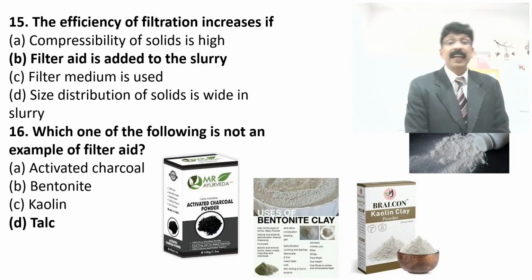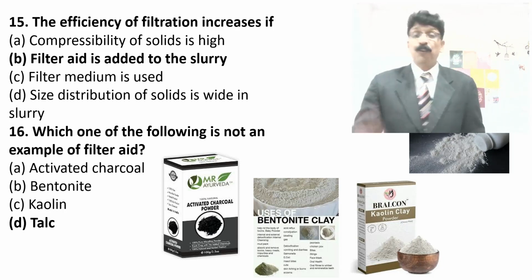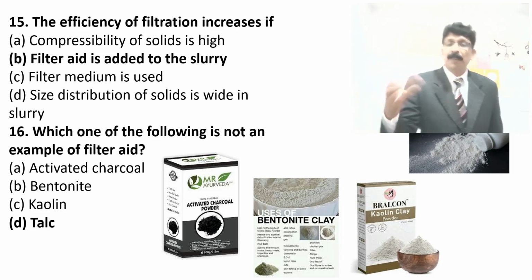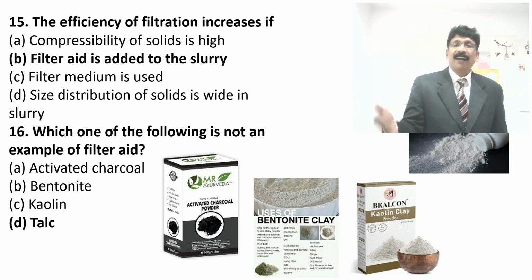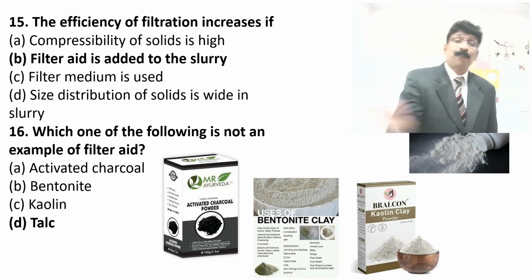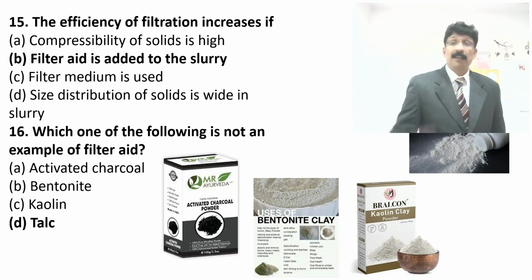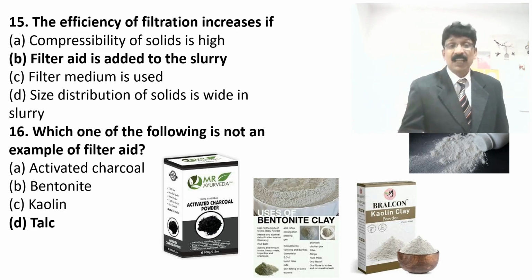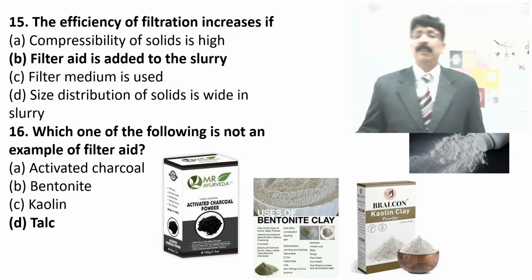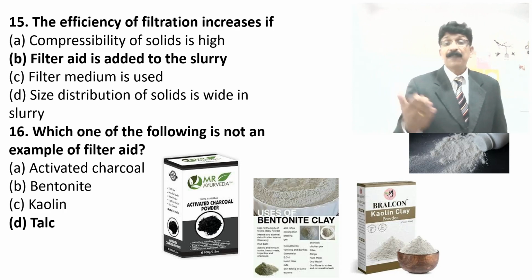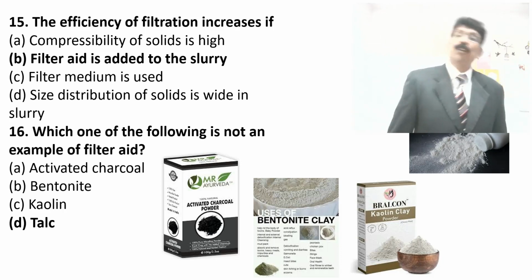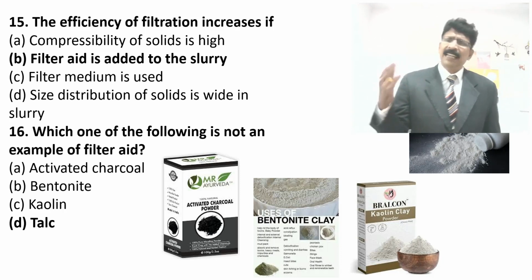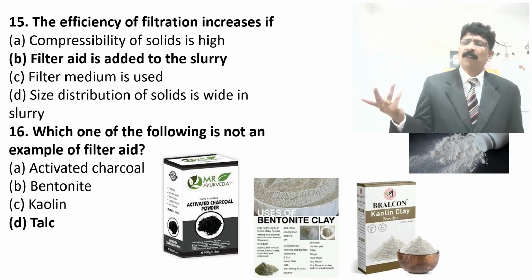Filtration aid is added to the slurry. Suppose when you are going to filtrate, if you add a filtration aid like bentonite, kaolin or activated charcoal, which are shown here as examples, that is a filter aid. We have just now seen asbestos and cellulose, they are also filter aids which will help. These filter aids support filtration, even though filter cake is formed. Filter medium is used; any medium can be used, it cannot increase the efficacy of the filtration.